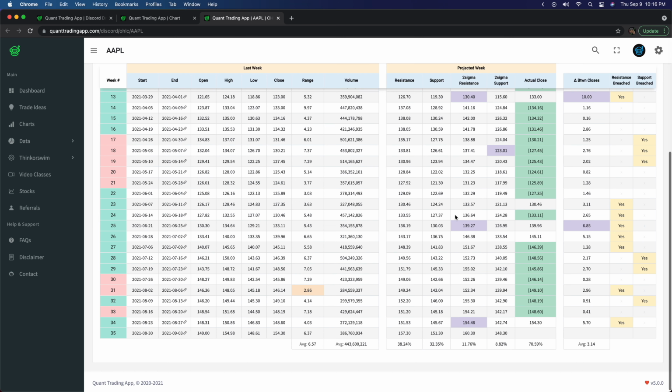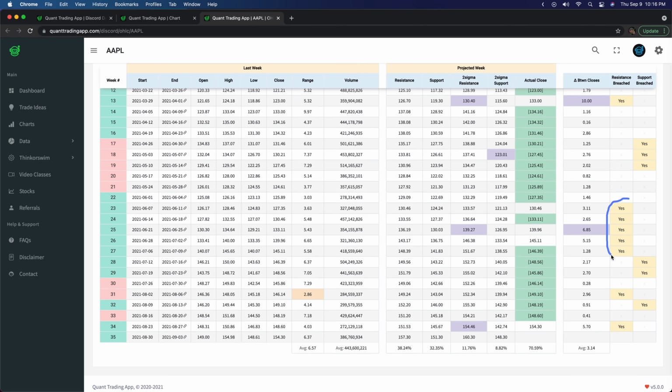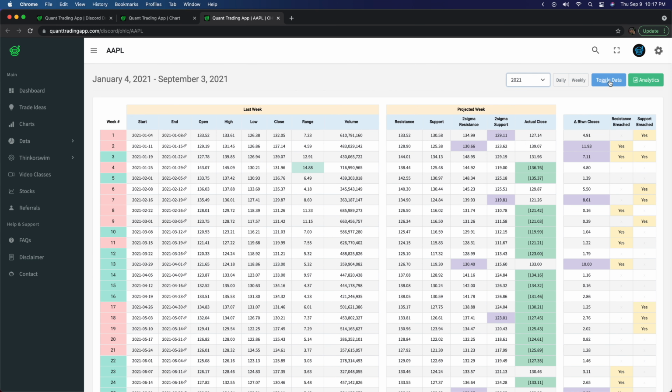Now, if you ever want to know how many times it touched the level, that's what this is showing right here. That means the resistance was breached. It means Apple actually went further at one point or another, but as we can see, it actually closed within the level 1 out of the 4 times that the resistance was broken.